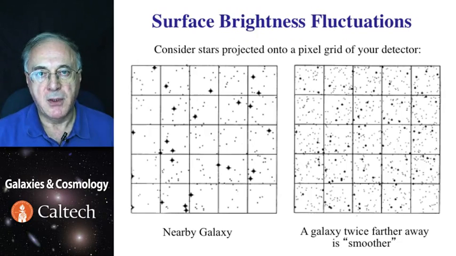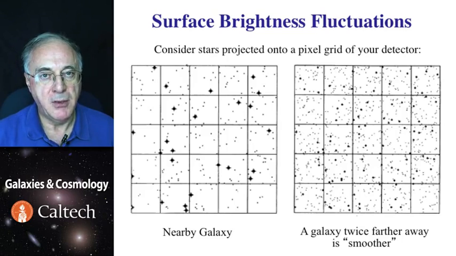The first relation that we'll consider is so-called surface brightness fluctuations. And conceptually, it's fairly simple. Suppose we're looking at some galaxies with a detector that has square pixels, like typically they do, and each of these pixels would cover a certain number of stars. Now, if we move the galaxy twice as far, then there'll be 4 times as many stars in each pixel, and that will look smoother.